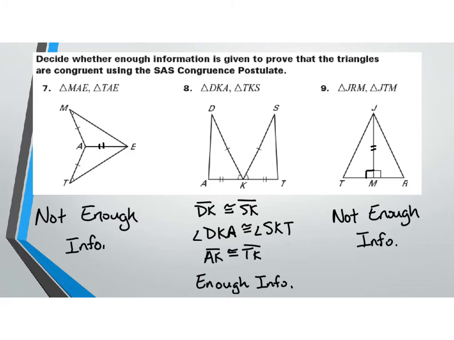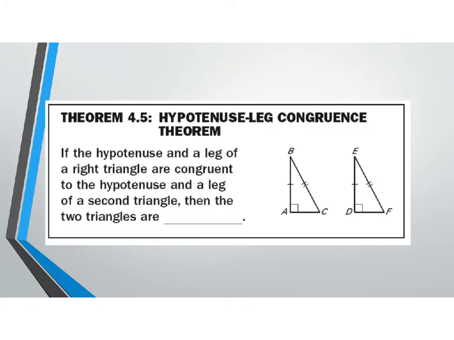All right, so let's move on to the next theorem, the hypotenuse leg congruence theorem. And here it is. It says if we have a right triangle, this is how we can show two triangles congruent. It says if the hypotenuse and the leg of a right triangle are congruent to the hypotenuse and leg of the second triangle, then the two triangles are congruent.